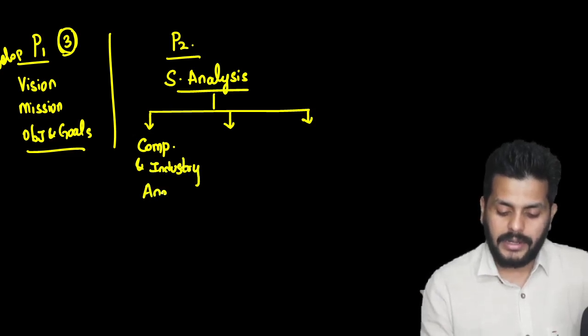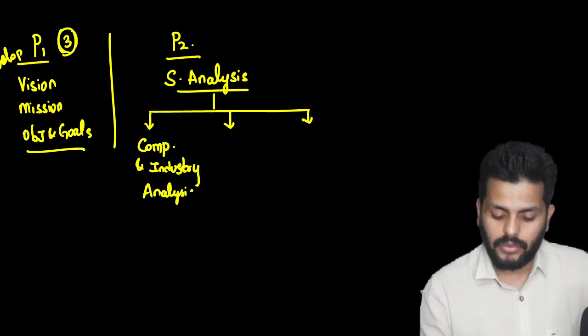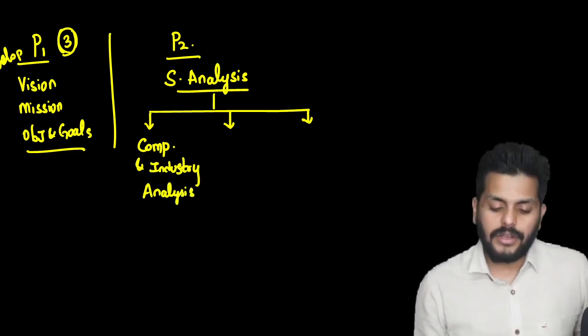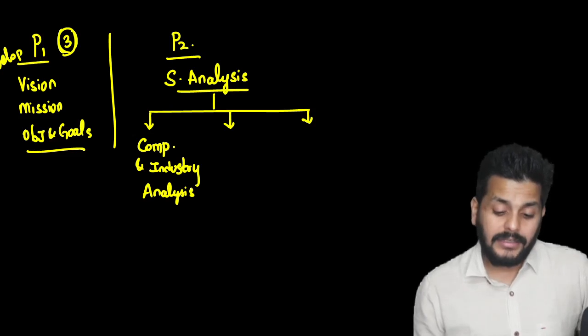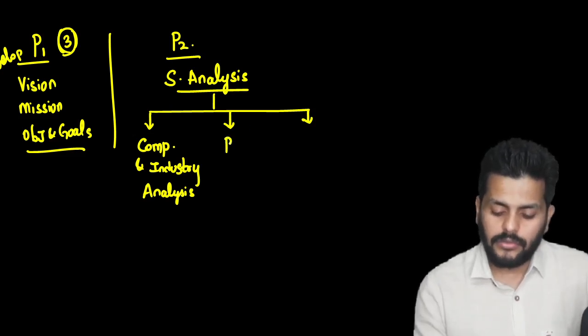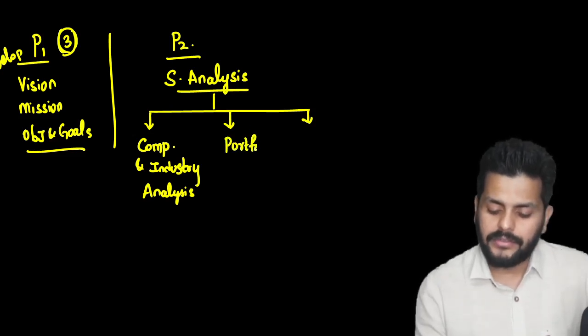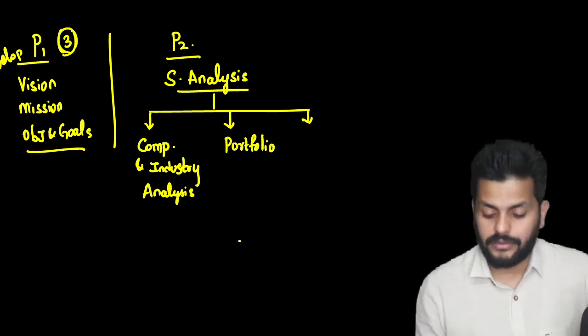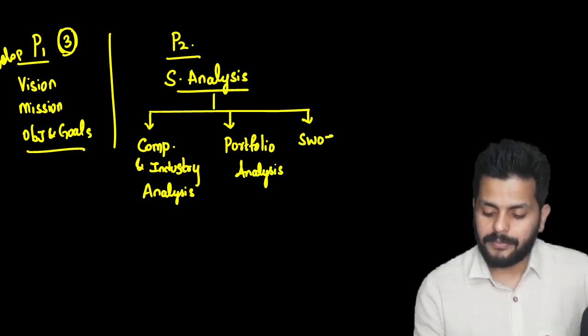We are not alone, right, in this race. So who is around us? Industry and competitive analysis. Then 2 is what is called a portfolio analysis, a very, very important analysis. And then towards the end we have SWOT and TOWS analysis.